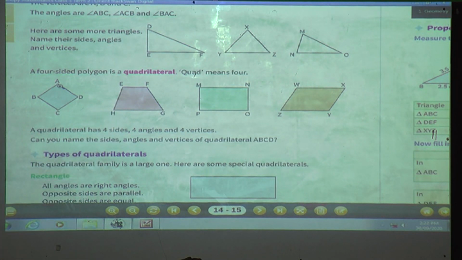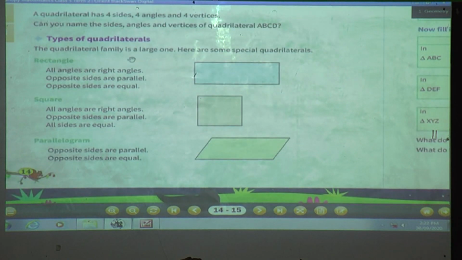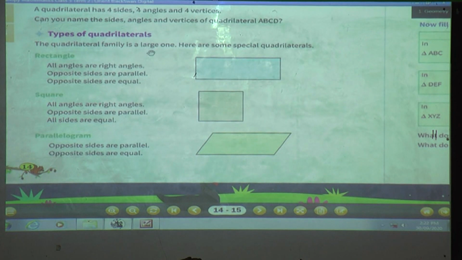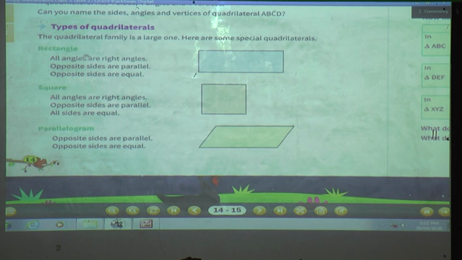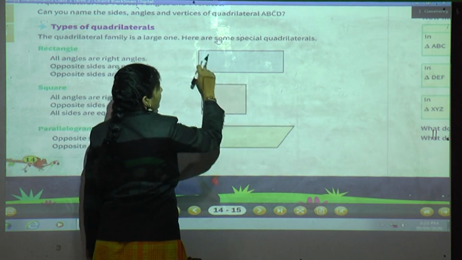So students, we will see types of a quadrilateral. The quadrilateral family is a large one. Here are some special quadrilaterals. First one is a rectangle. All angles are right angles. Here all angles are right angles.